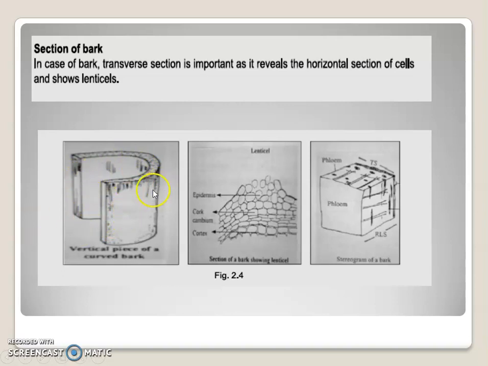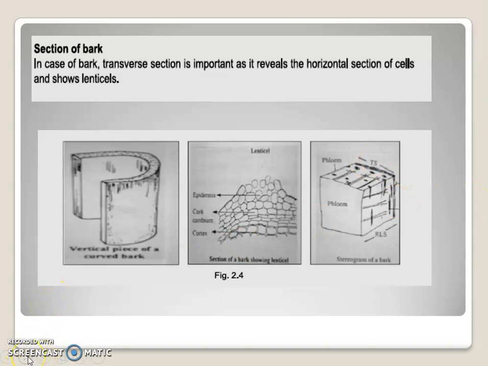When you take the section horizontally, meaning cutting horizontally along the radial plane, then you will observe the epidermis, cork, cambium, cortex and lenticels under the microscope with the 10x objective. And this is the stereogram of the bark, how it is seen. This is the phloem and the TS.